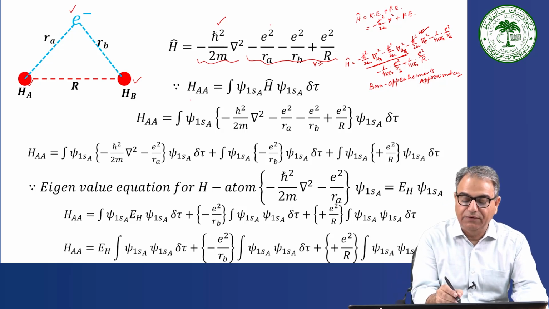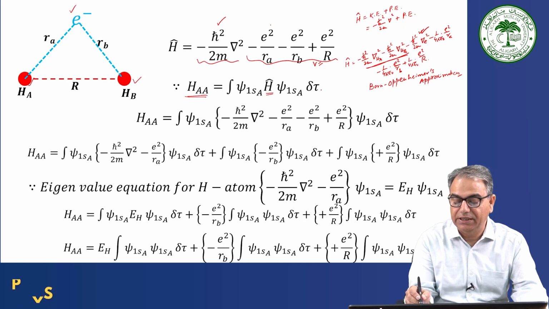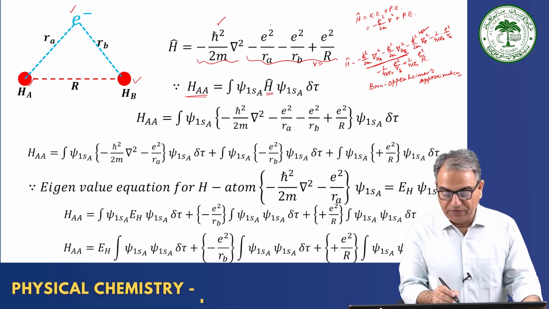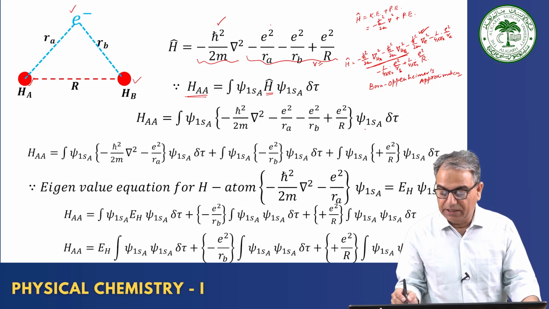Now, if you have to calculate the value of HA, you need the integral of psi 1SA, then H is the Hamiltonian, psi 1SA d tau. So put the value of the Hamiltonian in this integral. HA is equal to the integral of psi 1SA, minus h cross square divided by 2m del square, minus E square by RA, minus E square by RB, plus E square by R, psi 1SA d tau.